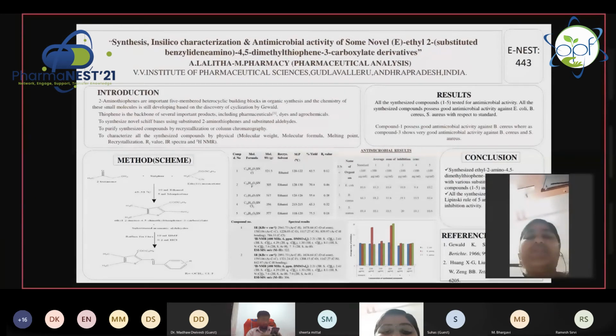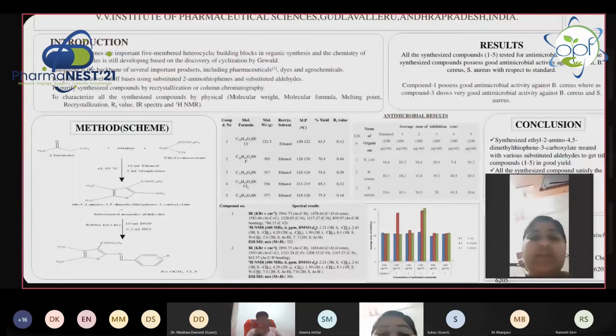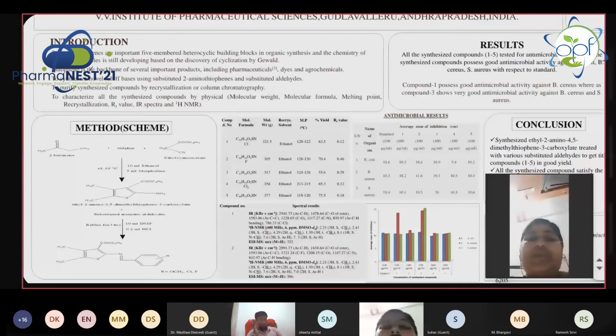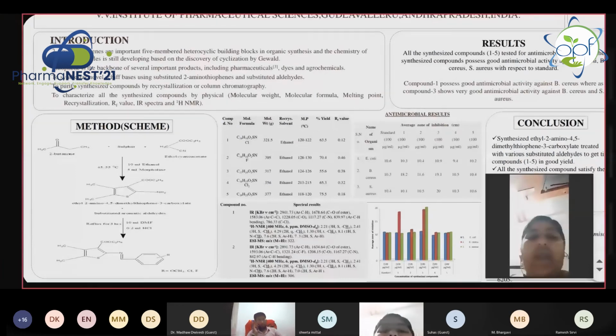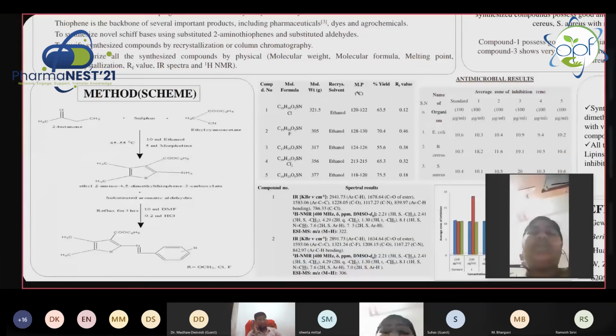Going to the method, first the required quantity of sulfur is taken in the RBF. To that, ethyl and 10 ml of ethanol are added and stirred for some time. After that, add the ethyl acetate as well as the ethyl methyl ketone and keep for heating until it attains 45 to 55 degrees centigrade. Now we add 5 ml of morpholine in a dropwise manner and keep for heating for 1.5 hours until a brown color solution is obtained. The obtained product is cooled and kept in the refrigerator for 24 hours and filtered the next day. The product is nothing but a substituted 2-aminothiophene. This is an intermediate compound.